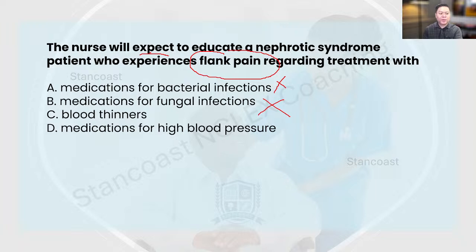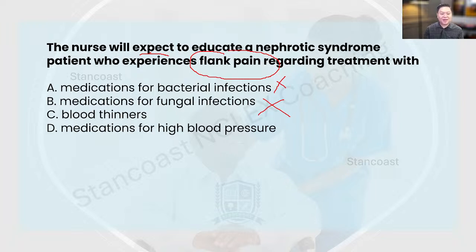And then what about letter C, blood thinners? We call them blood thinners, referring to the anticoagulants like your oral warfarin or Coumadin, heparin, or the NOAC. This is going to be indicated for this patient, especially since we are thinking that the patient probably has renal venous thrombosis, right? It is a medical emergency.